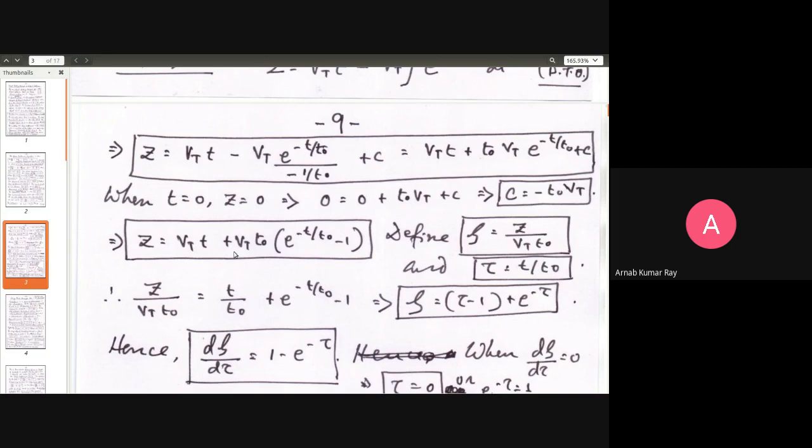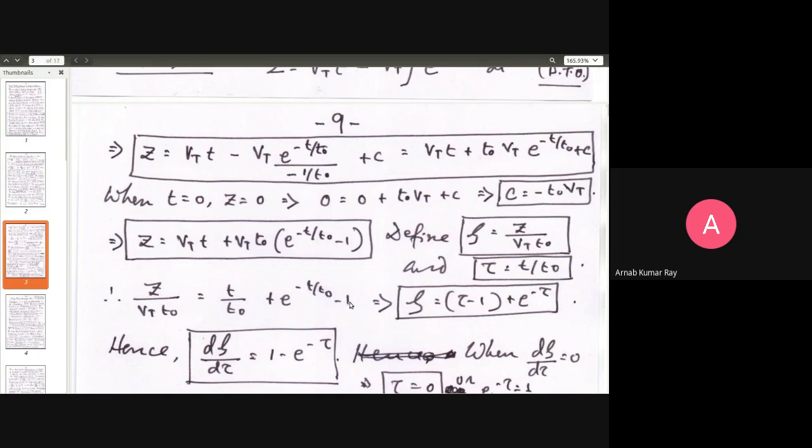What we shall do is rescale this equation, just for simplicity of understanding the mathematical part of it. And how do we rescale this equation? Very simple. First, we define a new function zeta, as in the Greek alphabet. Zeta we define as z divided by V_T times T naught, where T naught is t subscript 0. z is a length. V into time is also a length. So zeta is a dimensionless quantity. So when we divide z by V_T times T naught, it is equal to t by T naught plus 1 into e raised to minus t by T naught minus 1.